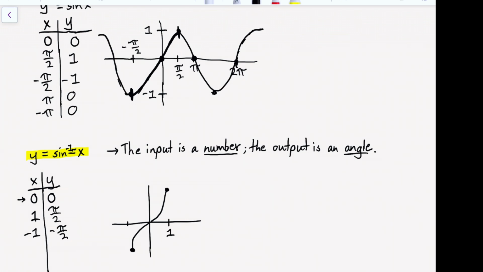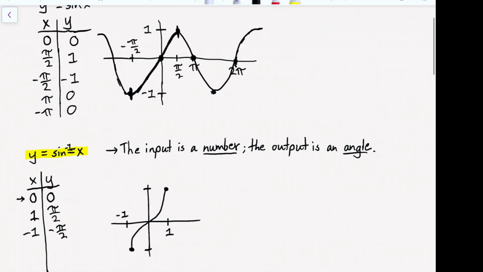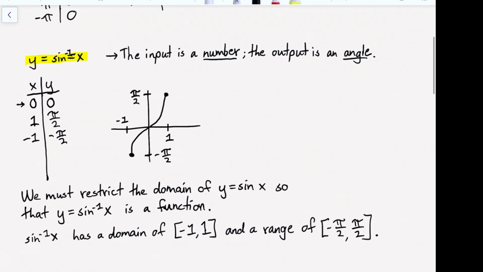It now has x values of real numbers, -1 and +1 are the minimum and maximum, and the y values are now angles in radian measure, pi over 2 and negative pi over 2. This is the graph of y equals sine inverse of x. I want you to notice the domain and the range of this graph. Because we restricted the domain of the sine function from -pi over 2 to +pi over 2, the range of sine inverse is now -pi over 2 to +pi over 2. The domain of sine inverse is now -1 to +1.